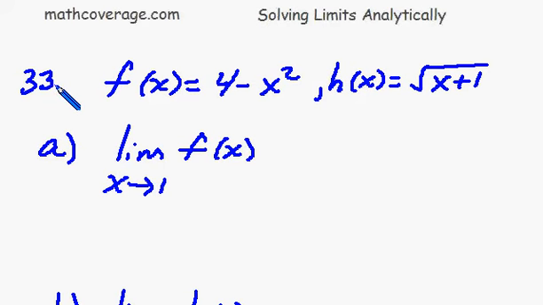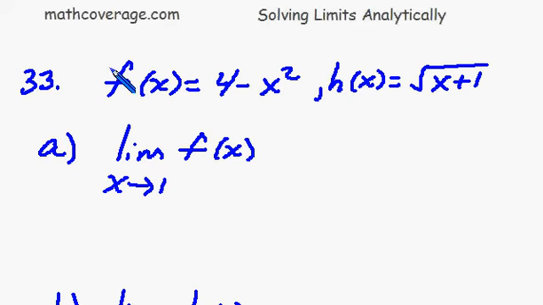Okay, here we are on problem number 33, and this has parts A, B, and C. This problem is either solving limits analytically, or you might find it on the website as evaluating limits analytically. All right, part A says take the limit of f of x as x approaches 1.